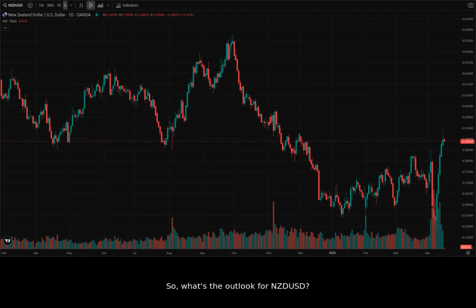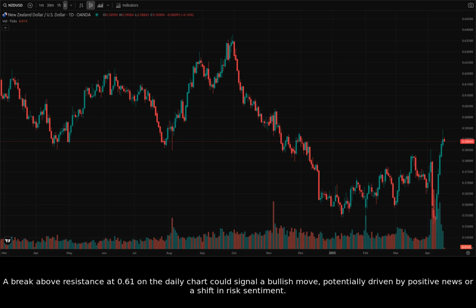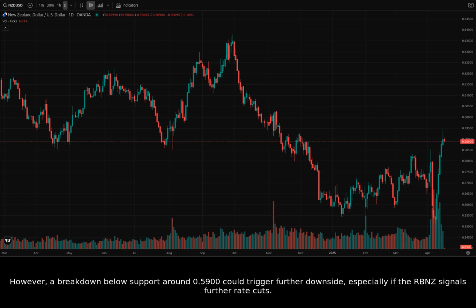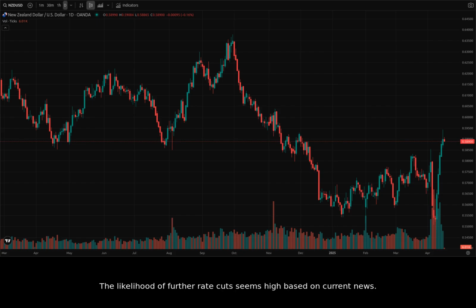So, what's the outlook for NZDUSD? In the short term, the price may continue to consolidate within its current range. A break above resistance at 0.61 on the daily chart could signal a bullish move, potentially driven by positive news or a shift in risk sentiment. However, a breakdown below support around 0.5900 could trigger further downside, especially if the RBNZ signals further rate cuts. The likelihood of further rate cuts seems high based on current news.